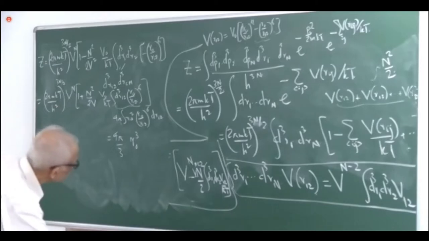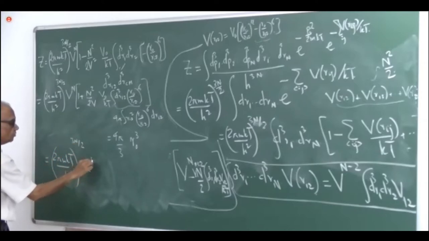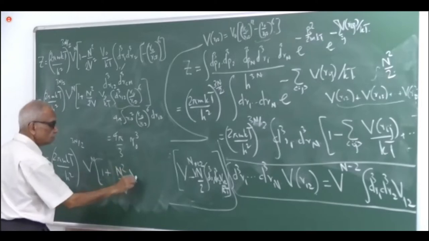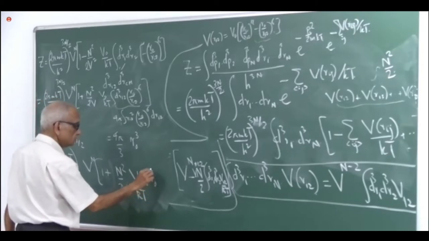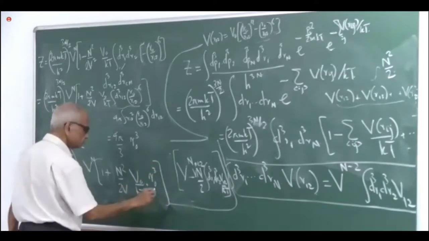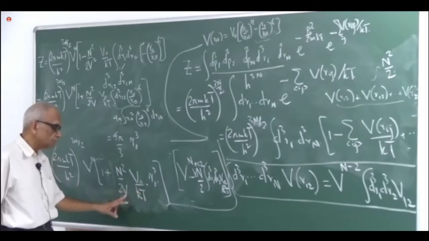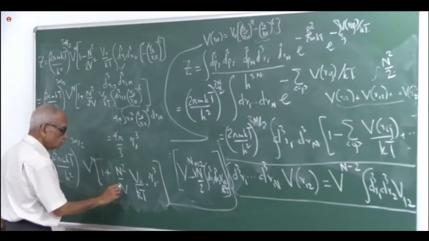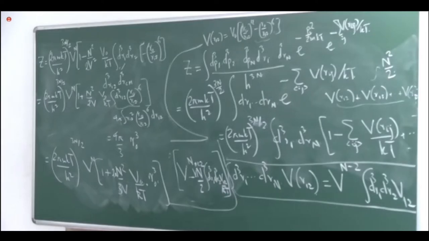So it becomes (2 pi mkt over h square) to the power 3n over 2, v to the power n, times 1 plus n square over 2v, v0 over kt, times r0 cube. Dimensionally correct, because this is dimensionless. R0 cube takes away the dimension of the volume over here. So where is my 4 pi over 3? That should have been 3 over here and 2 pi here, right? So 2 pi over 3, so n square over v.